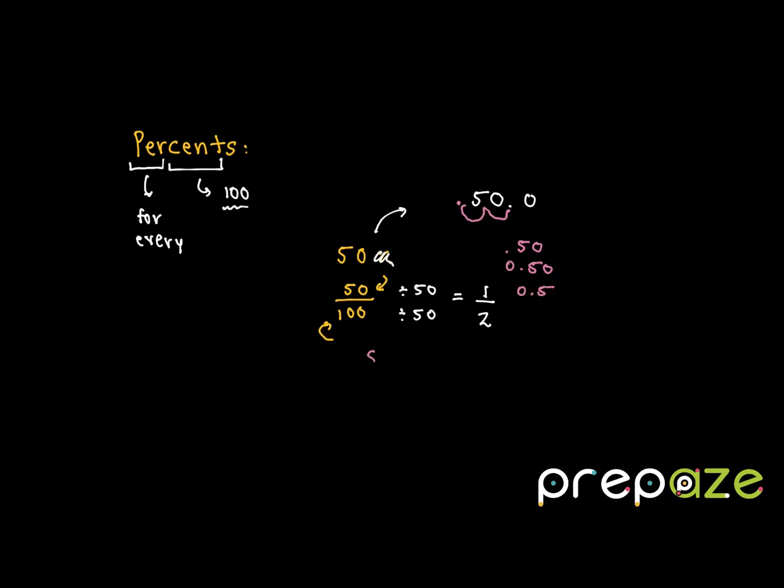So we can say that 50%, 1/2, and 0.5 all represent the same part-to-whole ratio. Just here we're using percentages, here we're using fractions, and here we're using decimals.